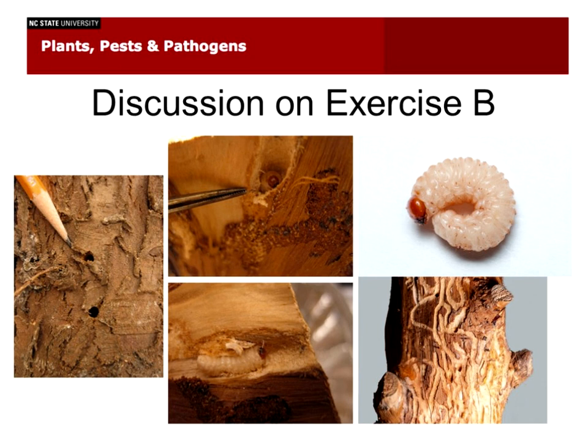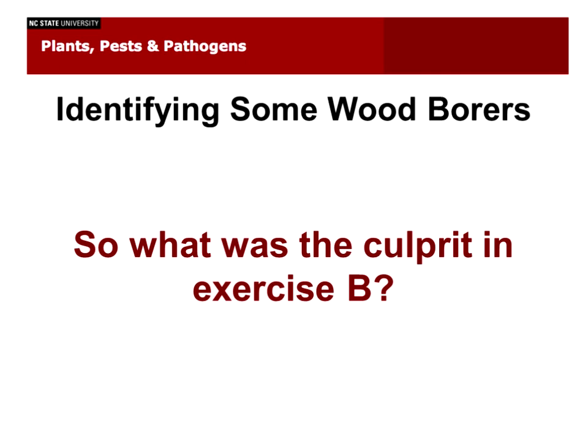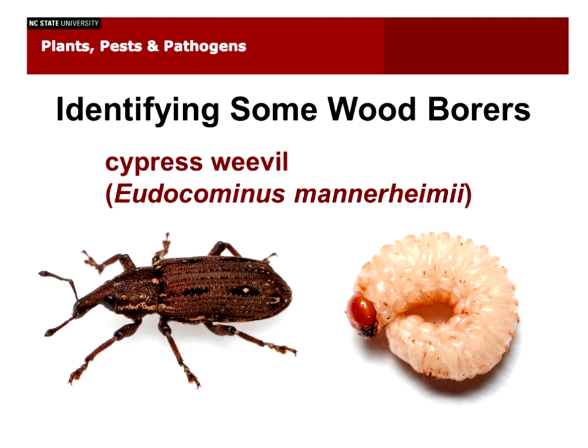And so what was it? As that group very nicely found out, it was the cypress weevil, Eudociminus mannerheimii. This is a very large weevil that bores into several groups of cypress, including arborvitae, Leyland, and some of the cryptomeria, some of the most common landscape cypresses.